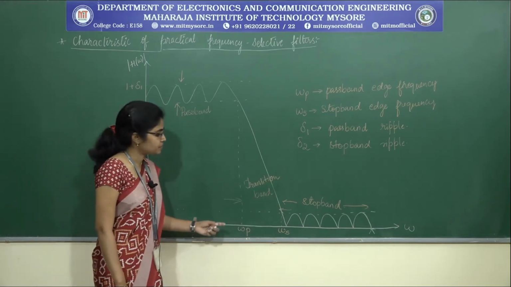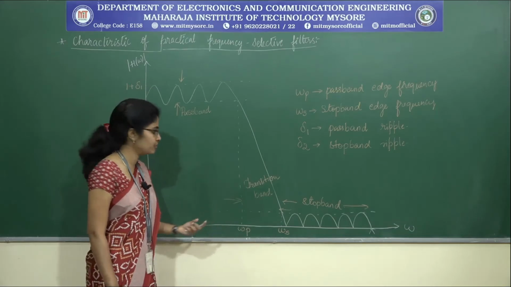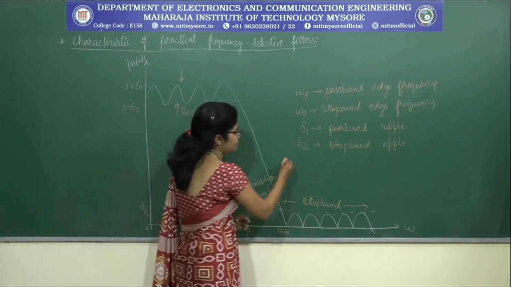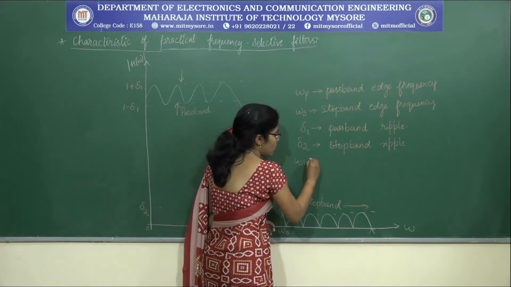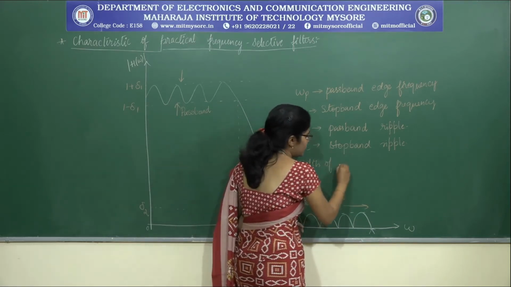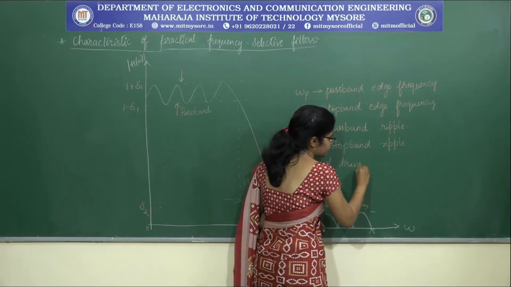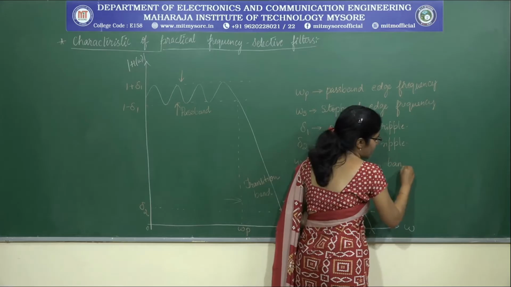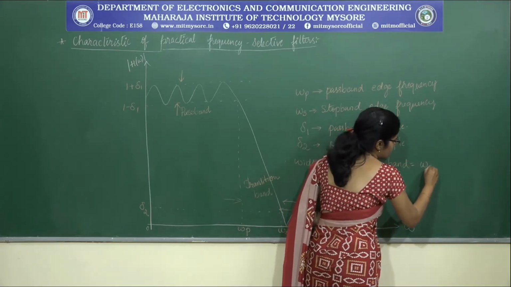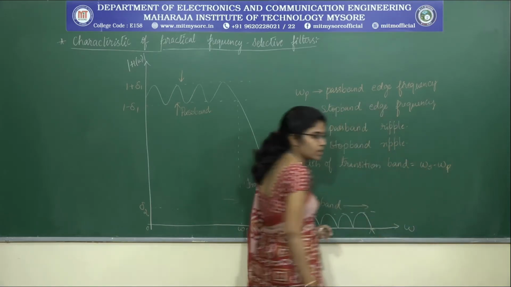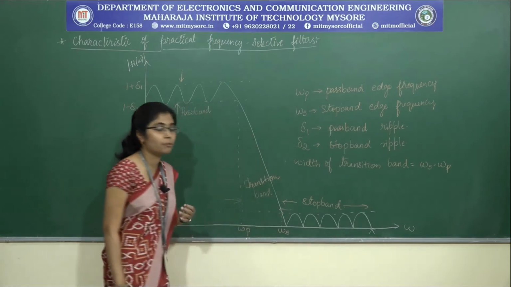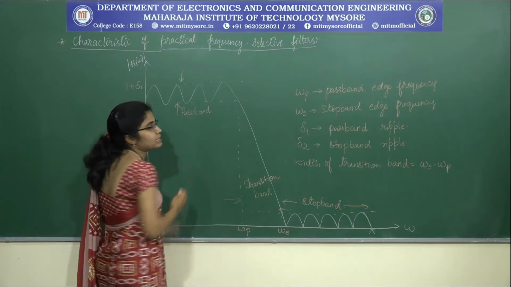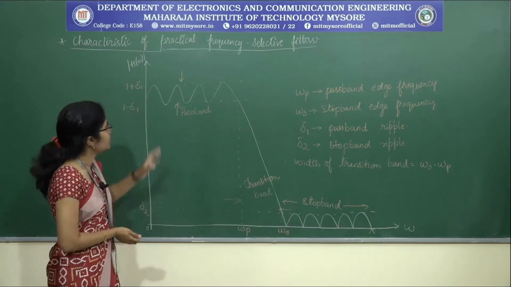Now if I want to find the width of the transition band, this is the transition band. Therefore, the width of the transition band will be equal to omega s minus omega p. If I want to find the bandwidth of this particular filter, the width of the pass band gives us the bandwidth of the filter.